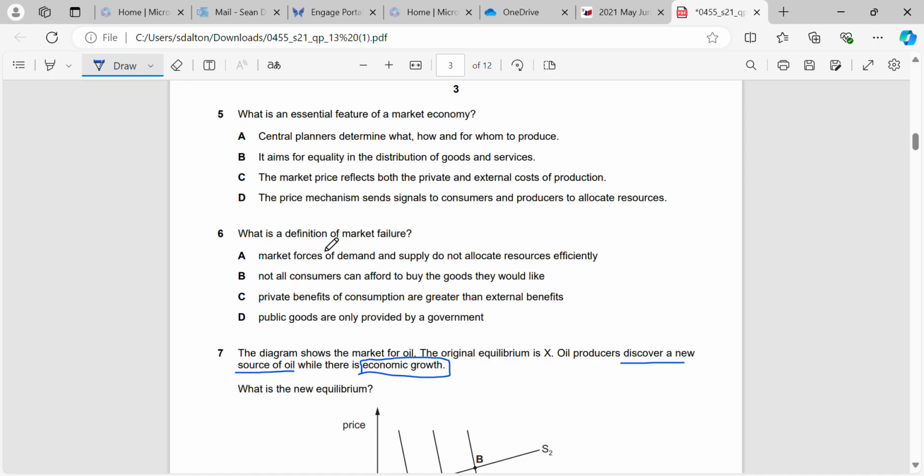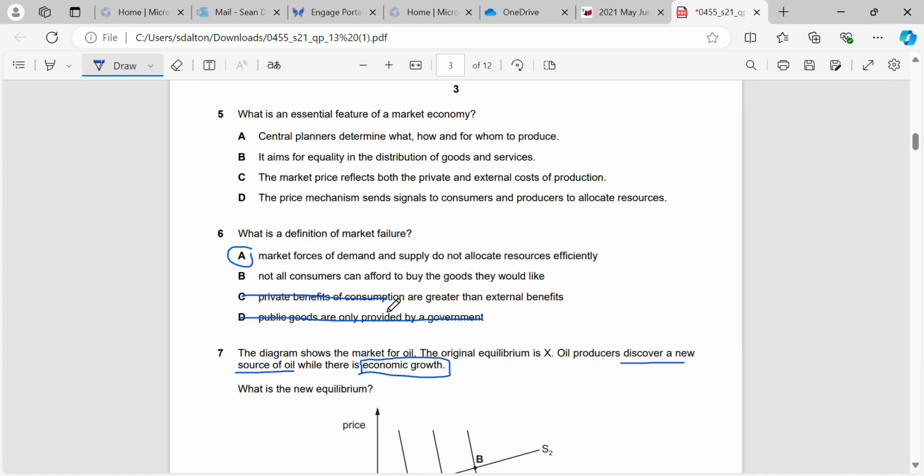Okay, question 6. What is a definition of market failure? Okay. Market forces of demand and supply do not allocate resources efficiently. That is a definition of market failure. We just need to learn that. Public goods are only provided by a government. That is a consequence of market failure. When they're not allocated efficiently, we don't have public goods. They need to be provided by a government. So it's a consequence of market failure, but it's not a definition.